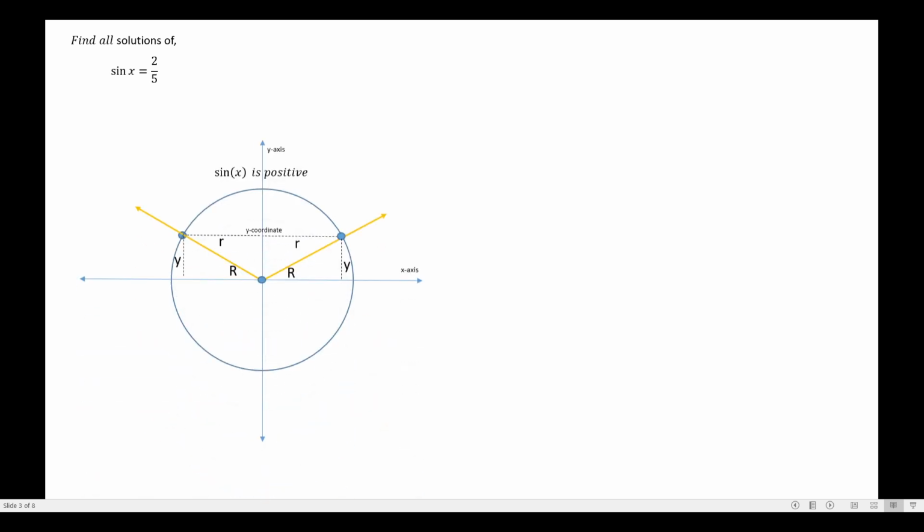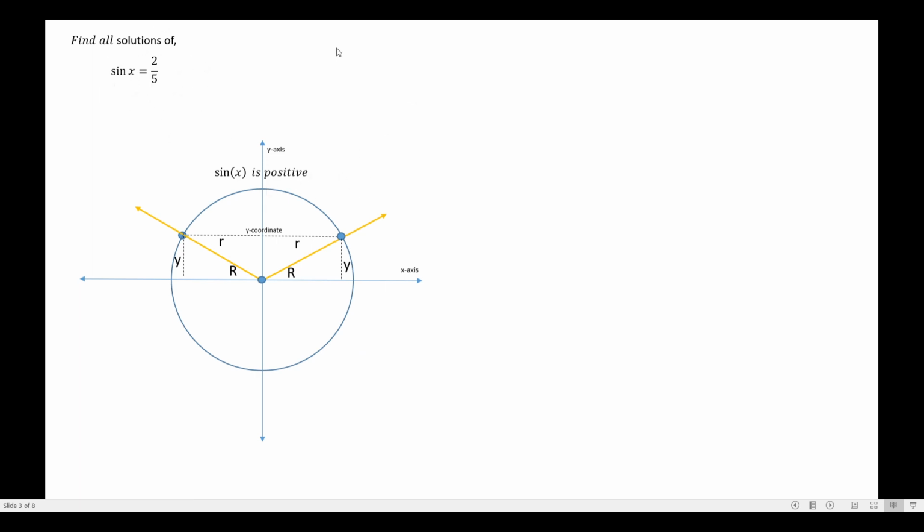Now, we have this example. Find all solutions of the function sine x equated to 2/5. Our goal is to find the value of x that will satisfy the equation. So what do we do? We will think of this illustration. Since the value of the sine function is positive, the possibilities will be in the first quadrant and the second quadrant. The third and fourth quadrant possibilities will be eliminated since the value of the sine function here is positive.